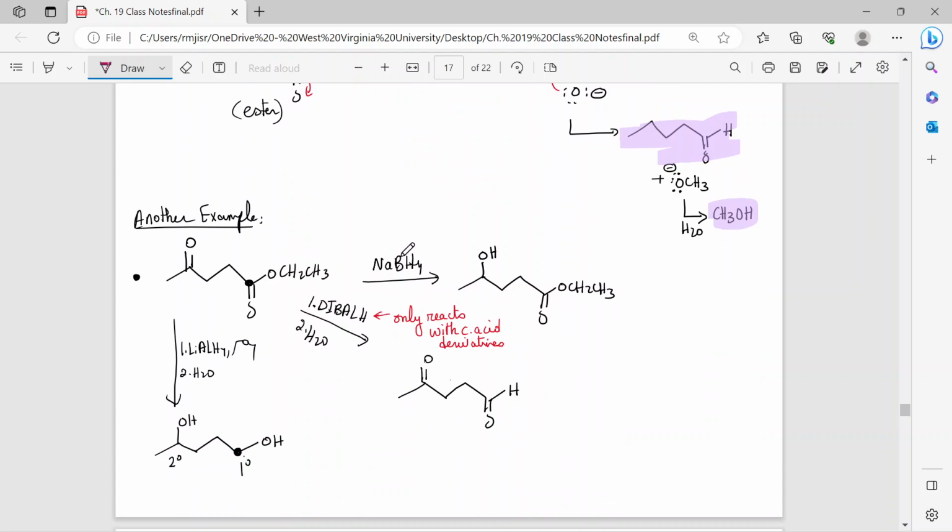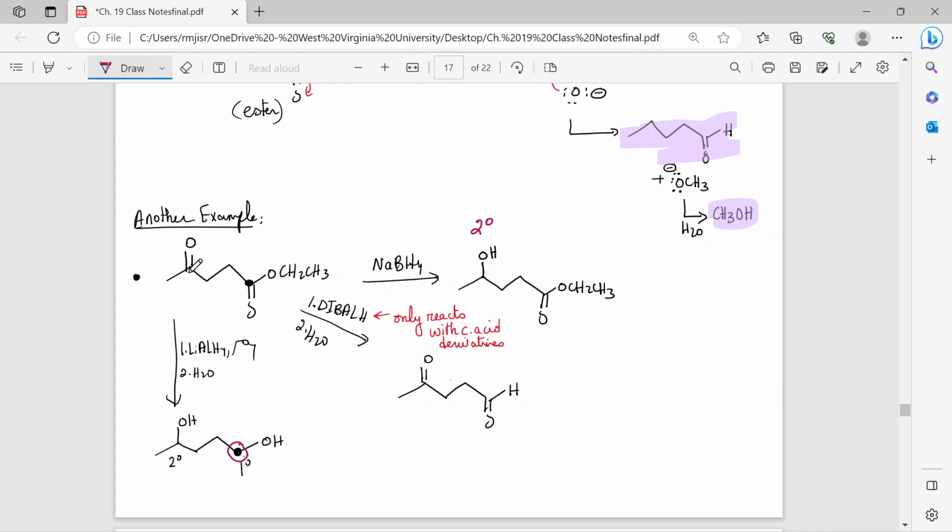Please remember that sodium borohydride has no reaction with any of the derivatives of carboxylic acid. It only reduces the carbonyl of the aldehyde and the ketone. The ketone turns into a secondary alcohol, and if you have an aldehyde, it will turn into a primary alcohol. The lithium aluminum hydride will reduce both. Always, the derivative of the carboxylic acid will turn into a primary alcohol.